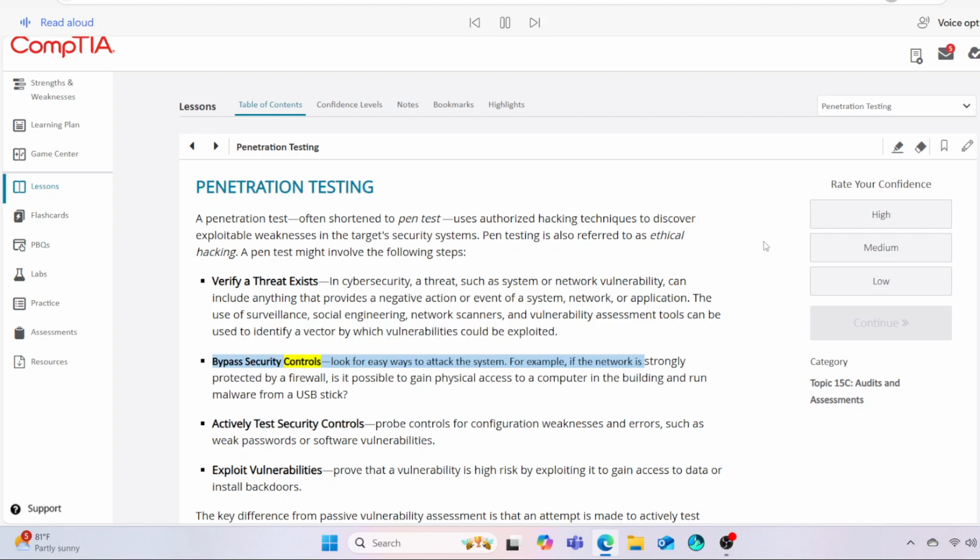Bypass security controls. Look for easy ways to attack the system. For example, if the network is strongly protected by a firewall, is it possible to gain physical access to a computer in the building and run malware from a USB stick?